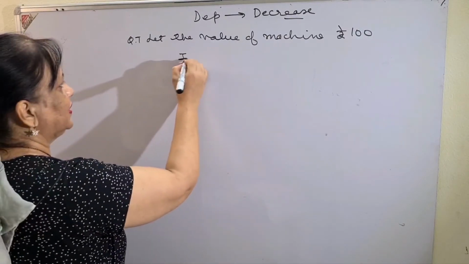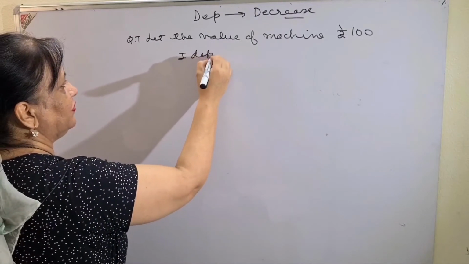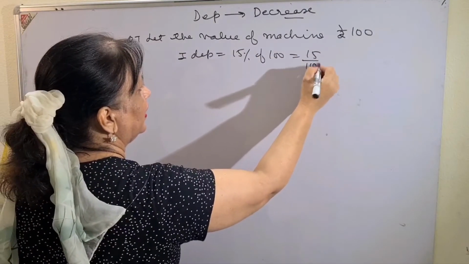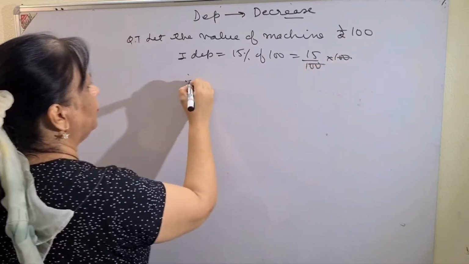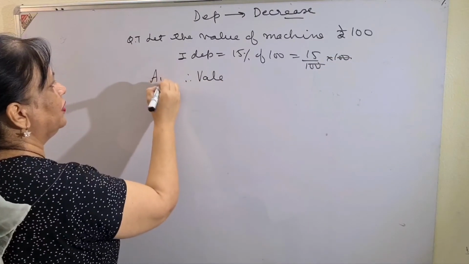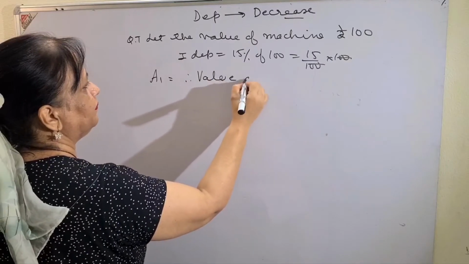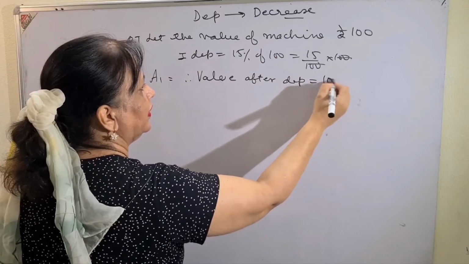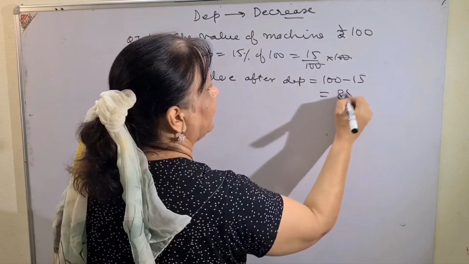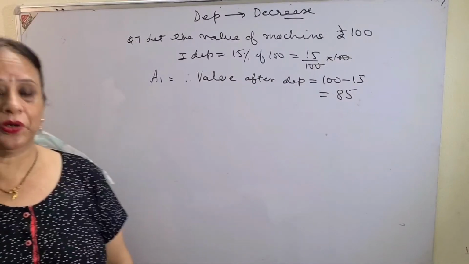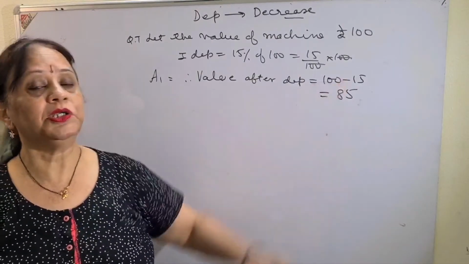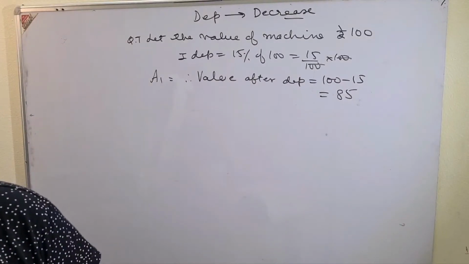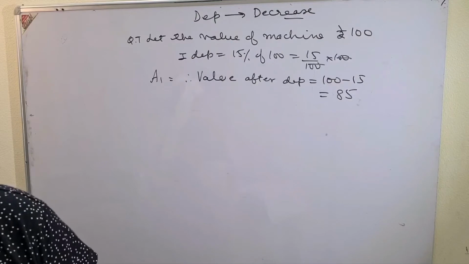So first, depreciation is 15% of 100. That is 15 upon 100 into 100. So the value, or you can say the amount after depreciation, is equal to 100 minus 15, because it was depreciation, because it was decreased, so I subtracted. Usually I always add, but the word depreciation was used, so I subtracted it. So 100 minus 15 is equal to 85.